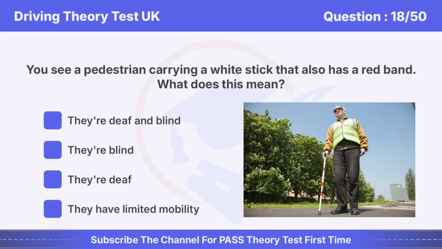Question 18. You see a pedestrian carrying a white stick that also has a red band. What does this mean? Option A. They're deaf and blind. B. They're blind. C. They're deaf. D. They have limited mobility.